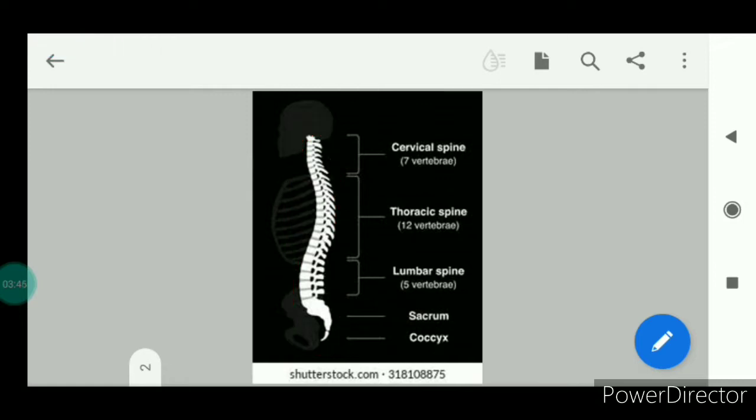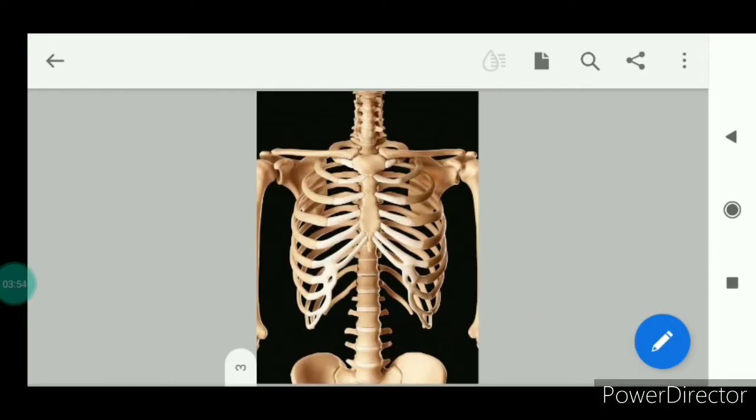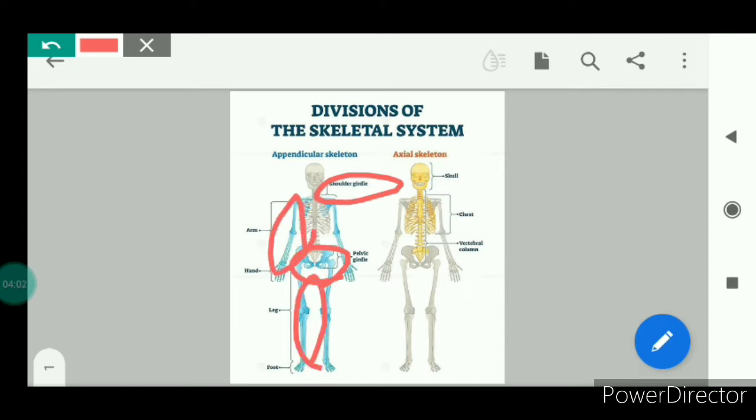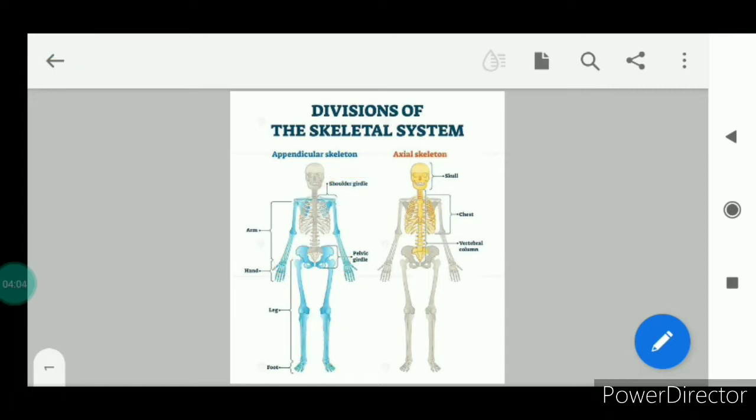Now we have covered the axial skeletal system, which consists of the skull, vertebral column, and the chest bones, also called the rib cage. Now we will talk about the appendicular skeleton. It consists of the shoulder girdle, pelvic girdle, bones of arms, and the bones of legs. Now we will see all this in detail.